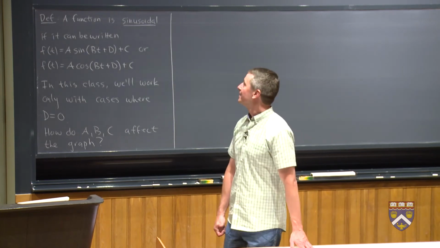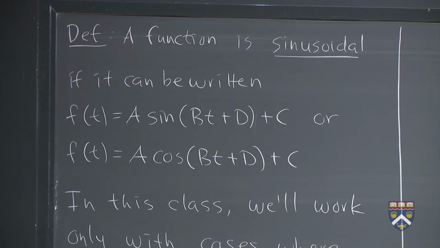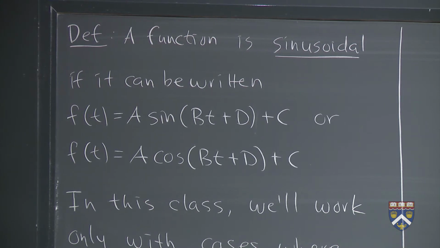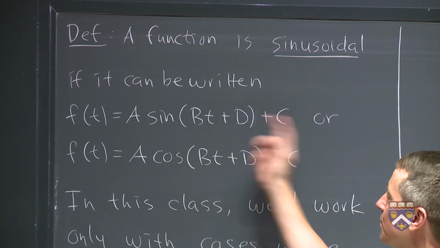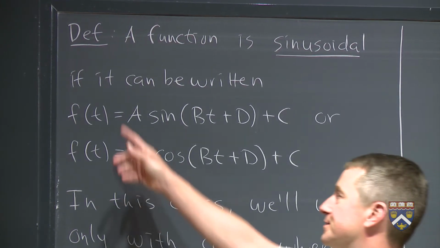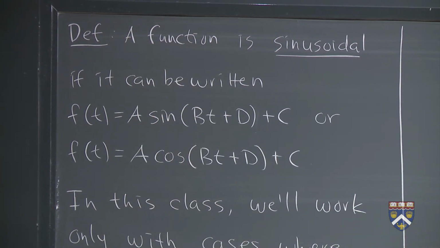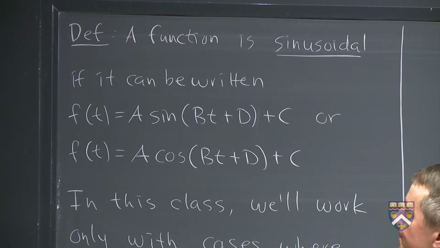So we're going to define a function to be sinusoidal. Sinusoidal means like a sine function, if we can write it in one of these two ways: a sine(bt plus d) plus c. Notice that I've changed to t for the variable from theta. T we're going to start thinking about in terms of time shortly. Or cosine.